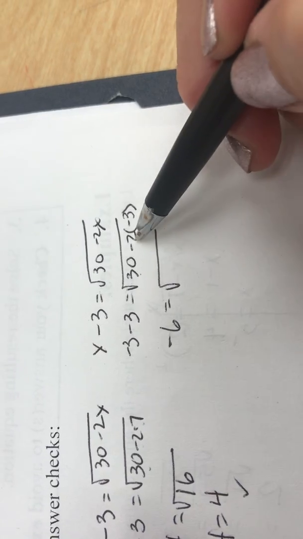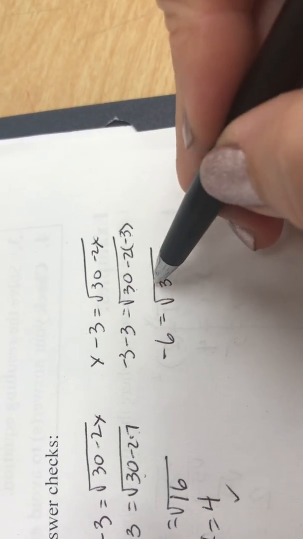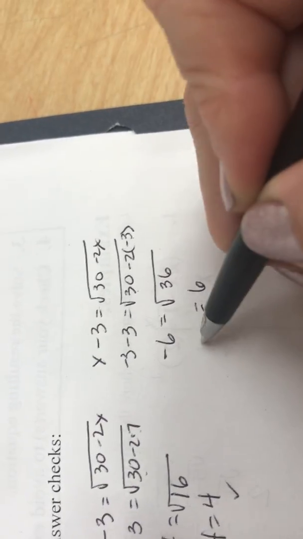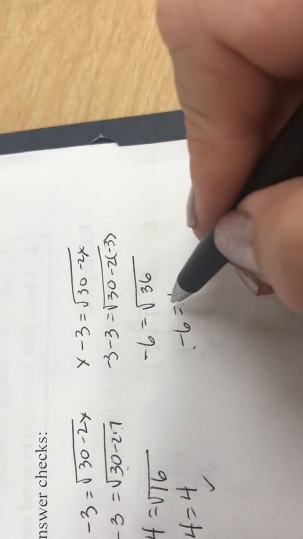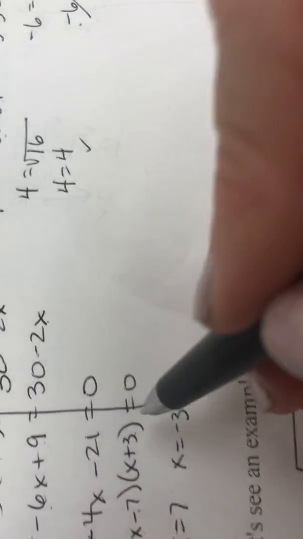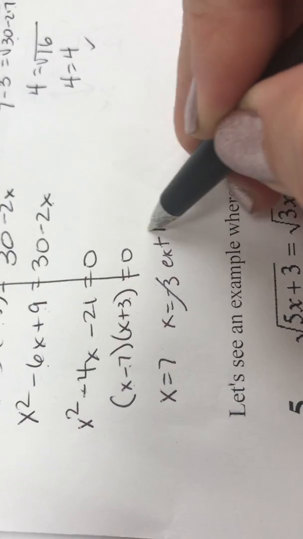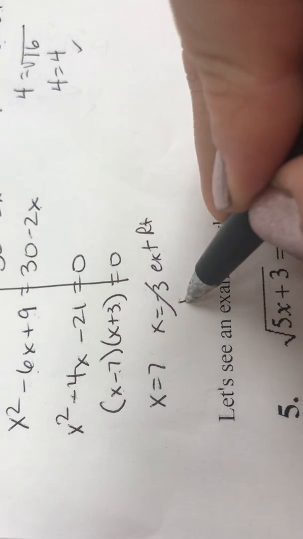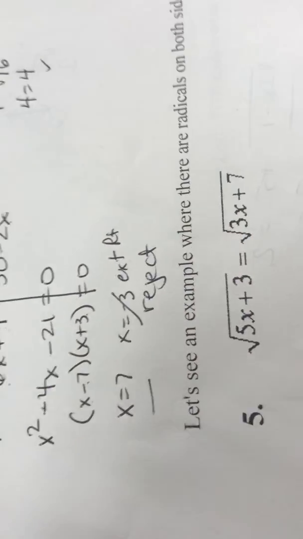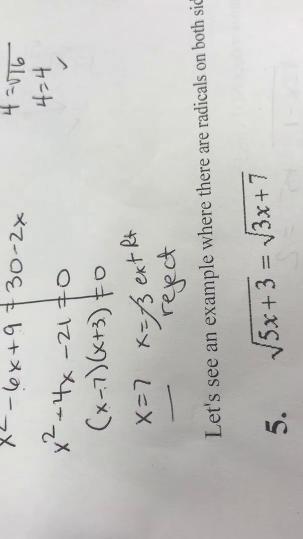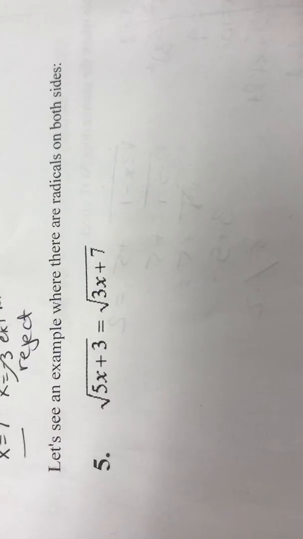This side gives me negative 6. This is 30 minus 2 times negative 3, which is 36. The square root of 36 is 6. And 6 does not equal negative 6. So this doesn't check. So this doesn't work. It's extraneous. Okay, that's that extraneous root. So we reject it. This is my only answer. Okay? Next.